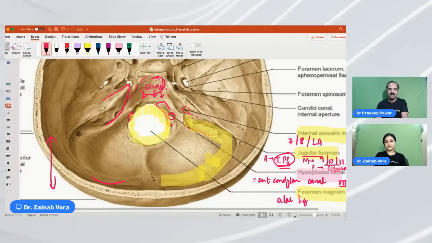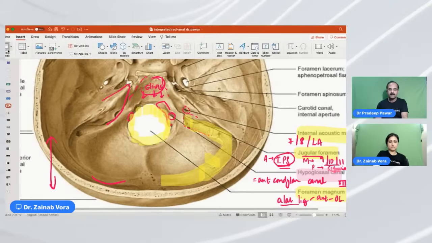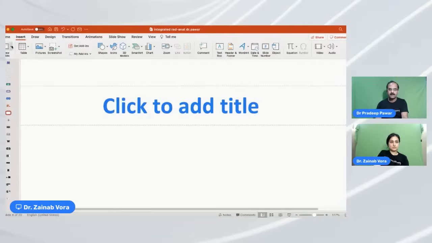Now, what passes through the anterior compartment? Only bones and ligaments pass. So this is what we call the osteoligamentous compartment. Osteoligamentous, the bones and the ligaments. What passes through the anterior compartment is the tip of the dens.